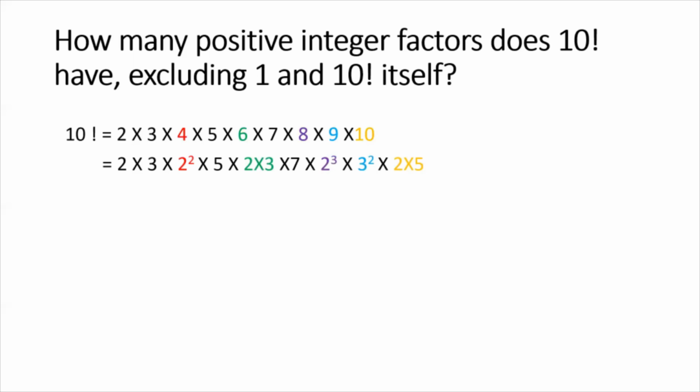So 4 becomes 2 square, 6 is 2 multiplied by 3, 8 becomes 2 to the power 3, 9 becomes 3 square, and 10 becomes 2 multiplied by 5. And now we just have a combination of the prime factors 2, 3, 5, and 7, and we can find how many of each prime factor there are by simply adding the exponents up. So when we do that, it becomes 2 to the power 8 multiplied by 3 to the power 4 multiplied by 5 square multiplied by 7.